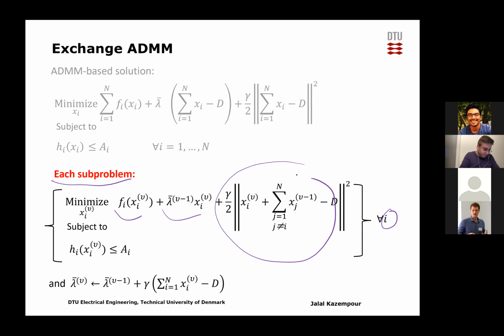Yes, so here the xi in iteration nu is a variable, while the production of all others and demand are parameters for a given market participant I. And this is how we can update lambda bar.